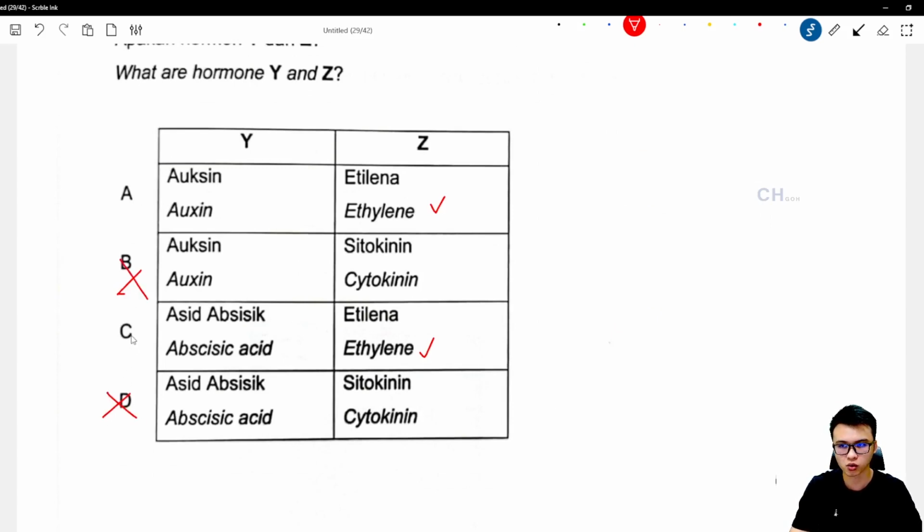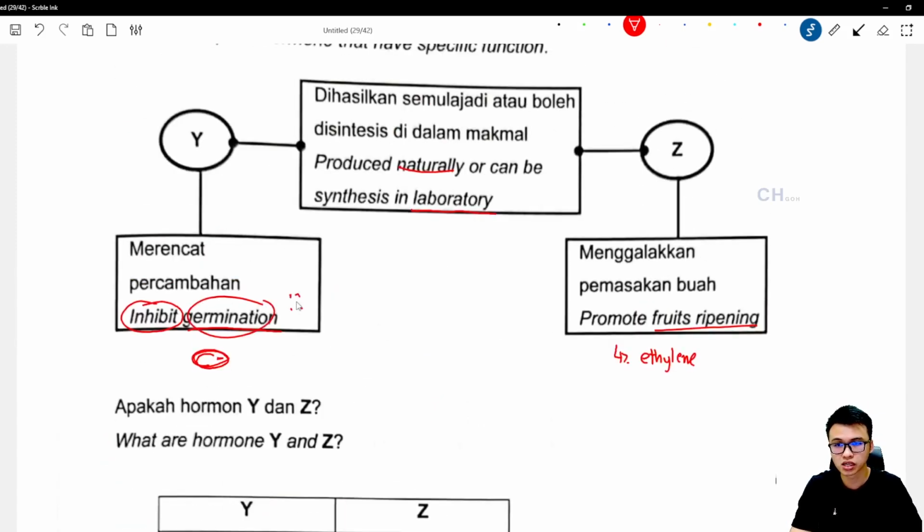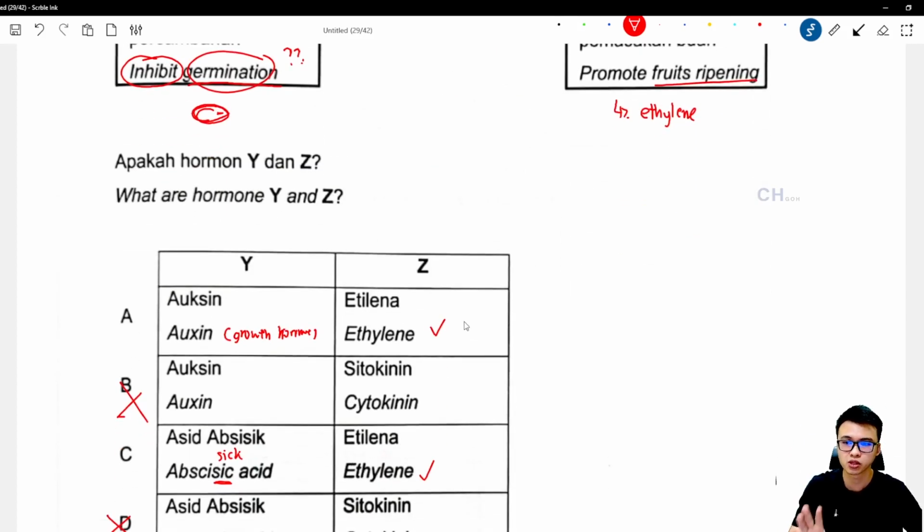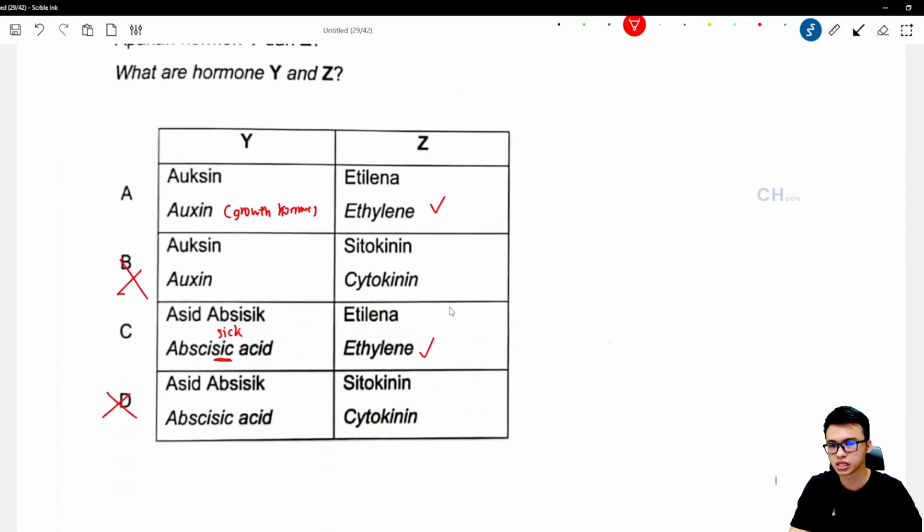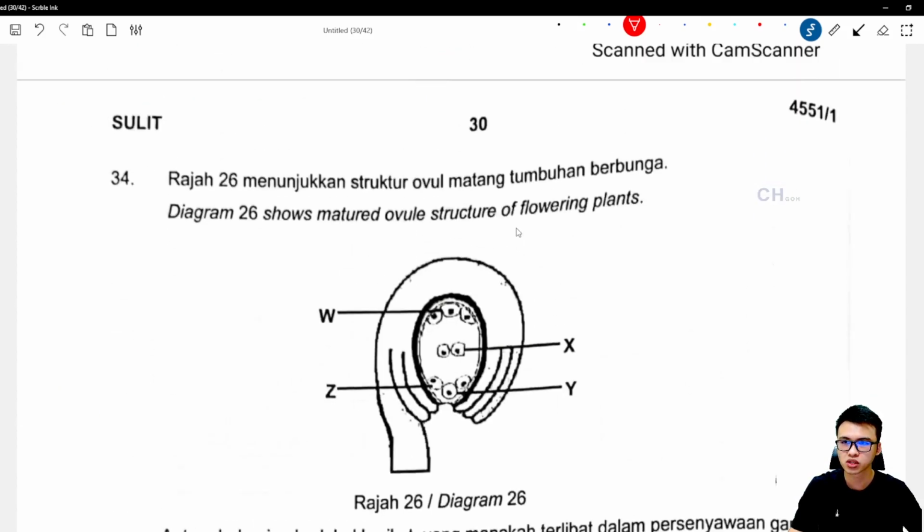So is the answer A or C? Abscisic or auxin? Now auxin normally is the growth hormone, just like the human's growth hormone. It always stimulates the plants to grow somewhere. But abscisic, because it is sick, see? When you are sick, do you have the energy to germinate? No. So abscisic is the hormone that inhibits the growth of the plants. So it should be inhibit germination, abscisic acid. Answer is C.